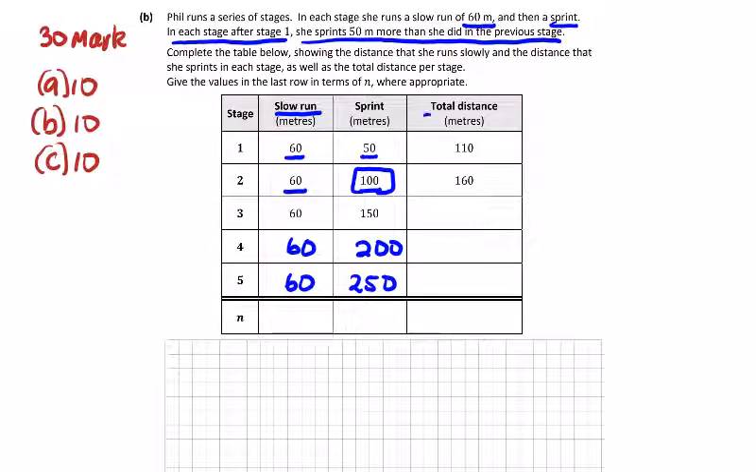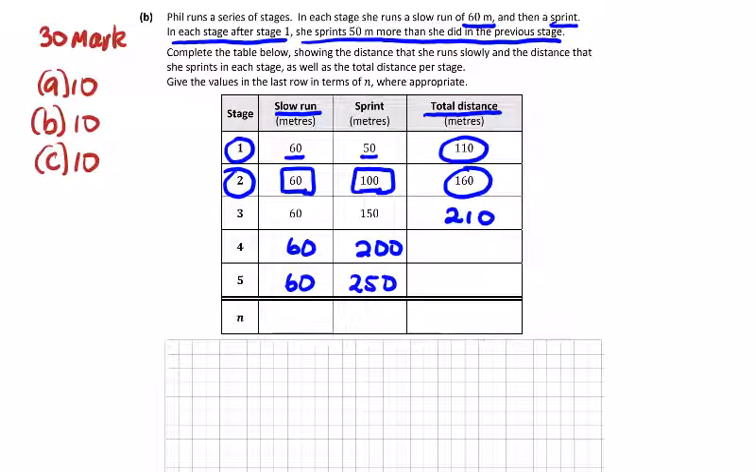And this column, just double check, this is total distance in meters. Now total distance in meters is of each stage, because you can see if we go left, stage 1 she ran 110, 60 and 50. Stage 2 she ran 160, not stage 1 and 2 added together. So this is going to be 150 and 60, or just add 50 each time, 210.